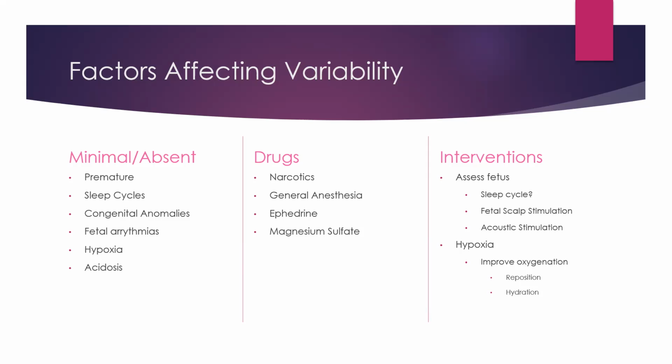What are interventions when we're having minimal or absent variability? Number one, we have to assess the fetus and consider what's going on. Is this potentially a sleep cycle? Did we just give this mom any of these medications that we just talked about? Okay. And then we can also do interventions to help try and retrieve that moderate variability by doing fetal scalp stimulation, which is performed by a cervical exam and rubbing the fetal scalp from the inside to try and stimulate some kind of activity or response.